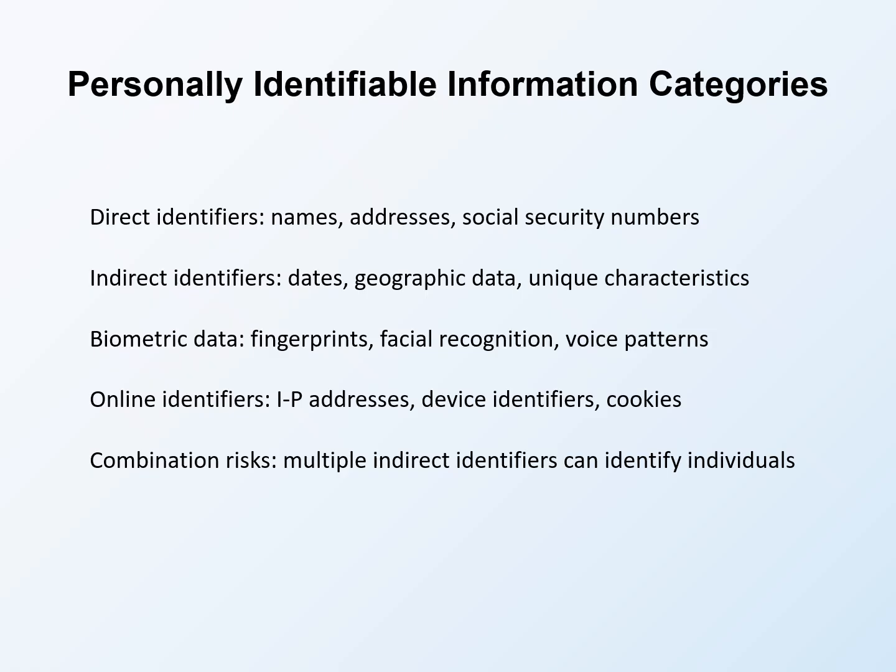The combination risk deserves particular attention. Research has shown that just 3 pieces of indirect information, birth date, gender, and zip code, can uniquely identify over 80% of Americans.